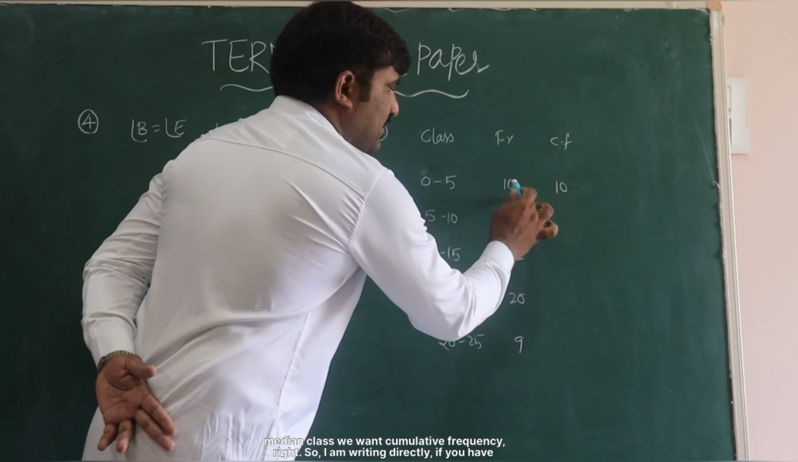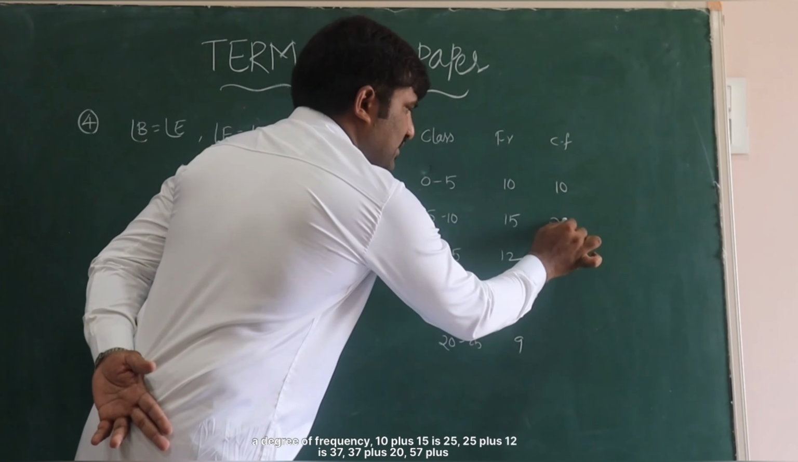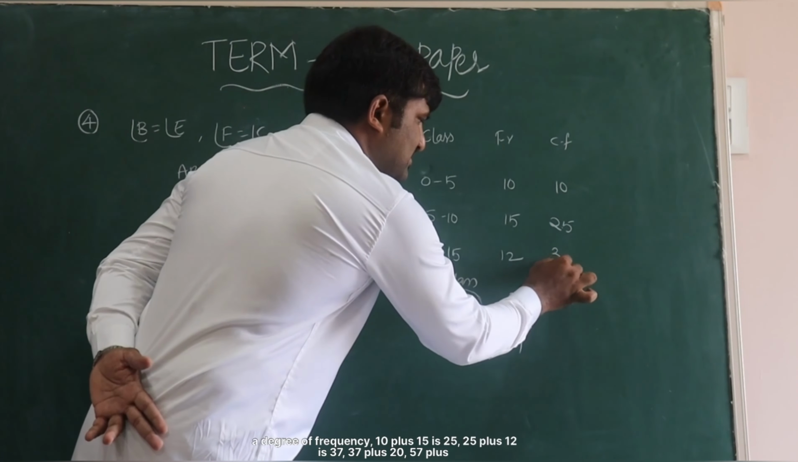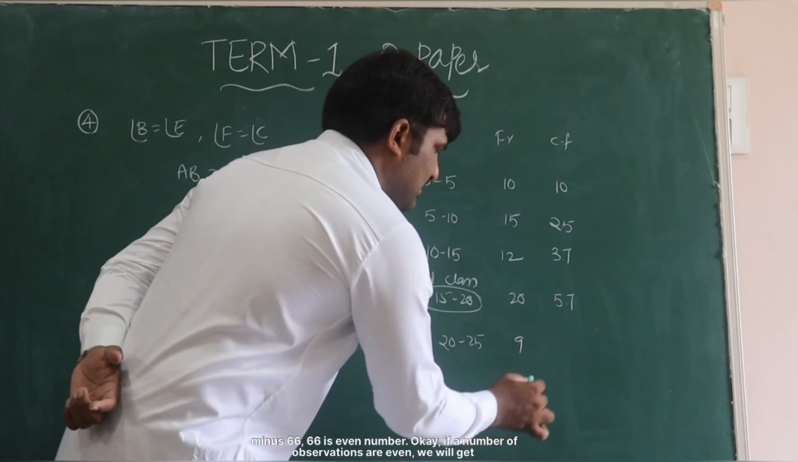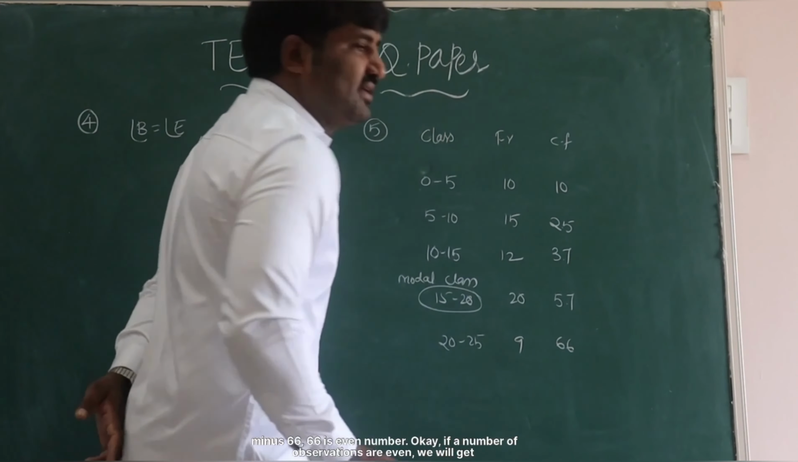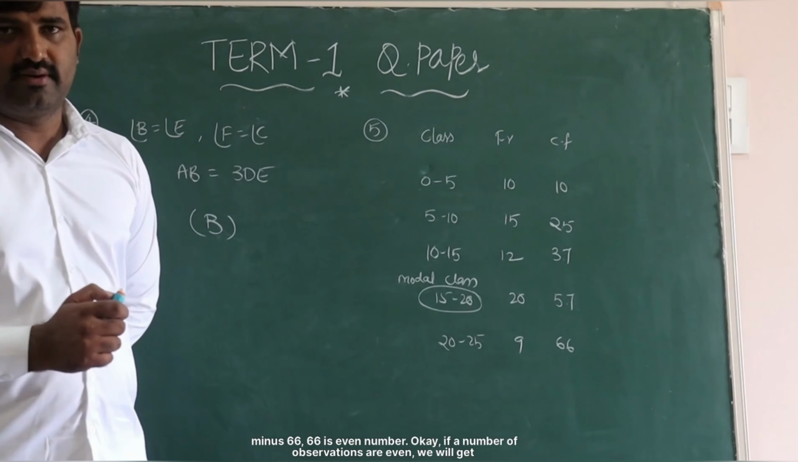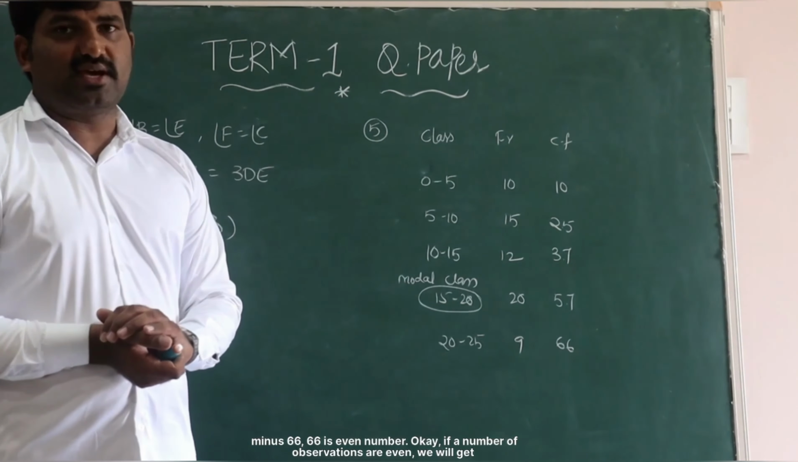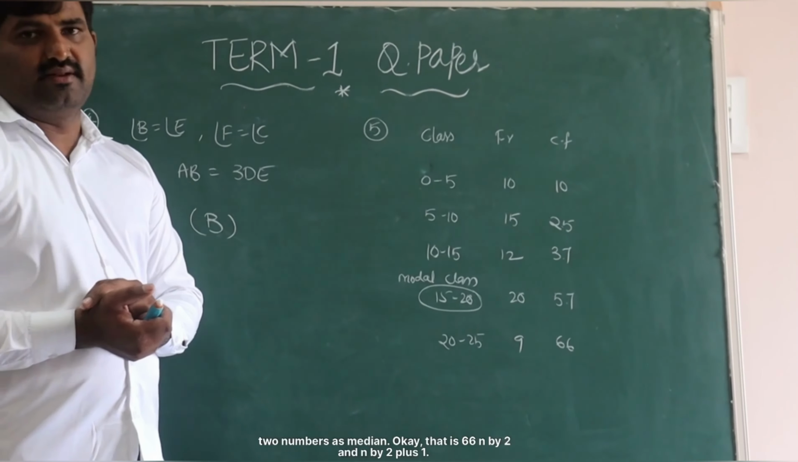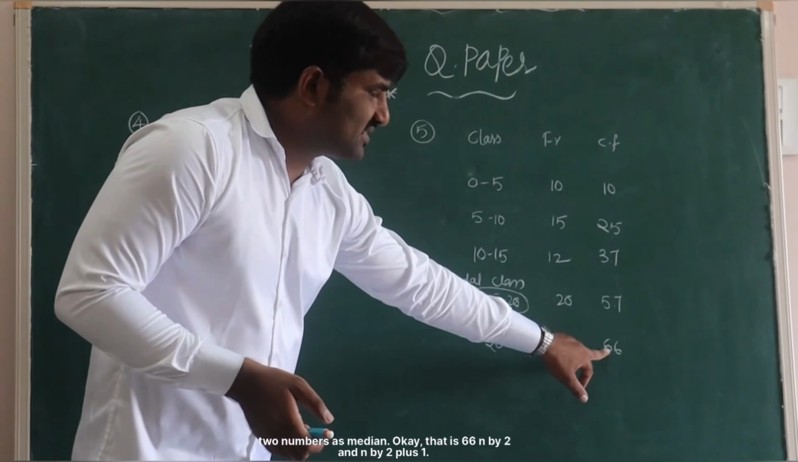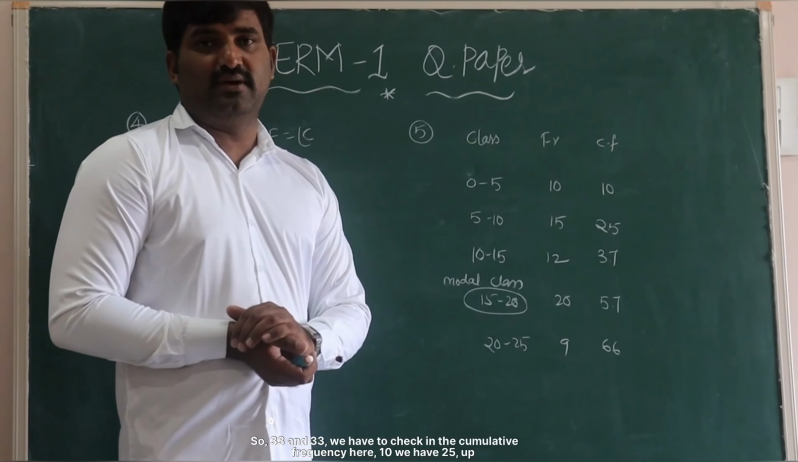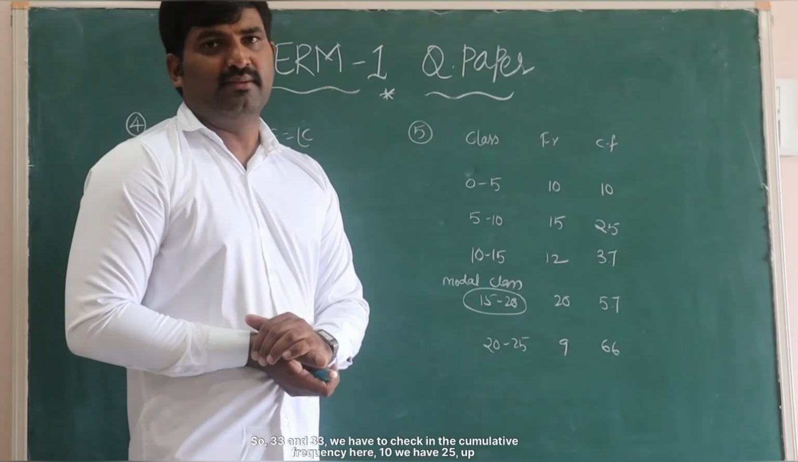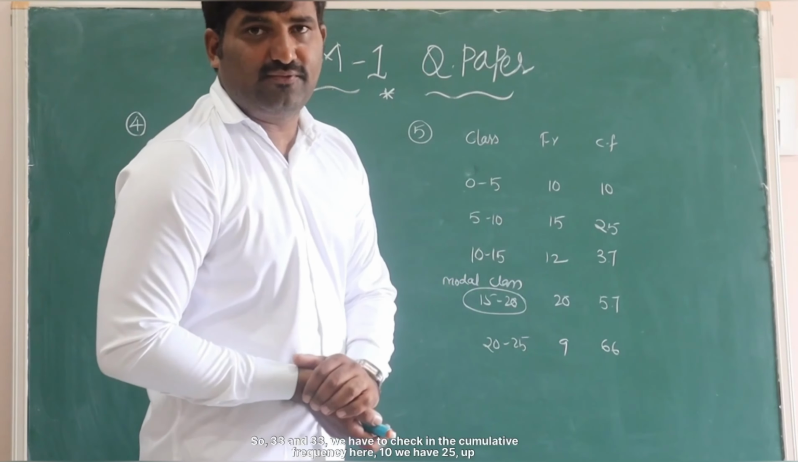So I am writing cumulative frequency directly: 10, 10 plus 15 is 25, 25 plus 12 is 37, 37 plus 20 is 57, 57 plus 9 is 66. 66 is an even number. If the number of observations is even, we get two numbers as the median, that is the n by 2 and n by 2 plus 1 terms. So the 33rd and 34th terms are the median. Where will you get 33 and 34?